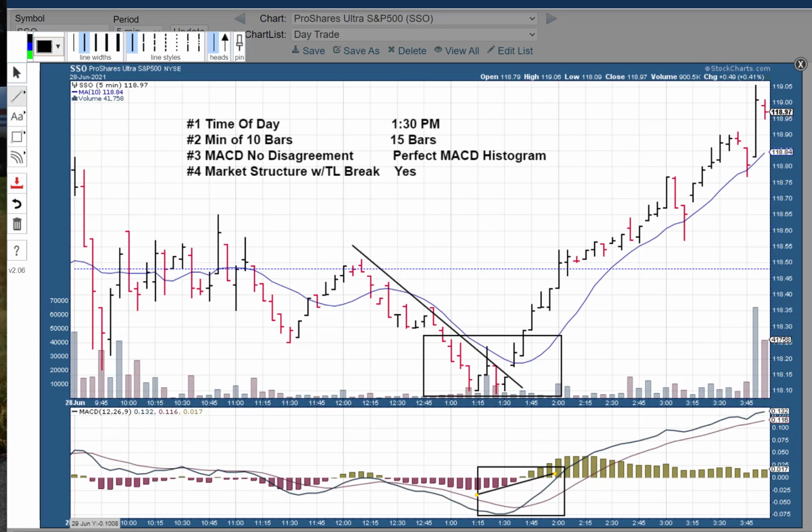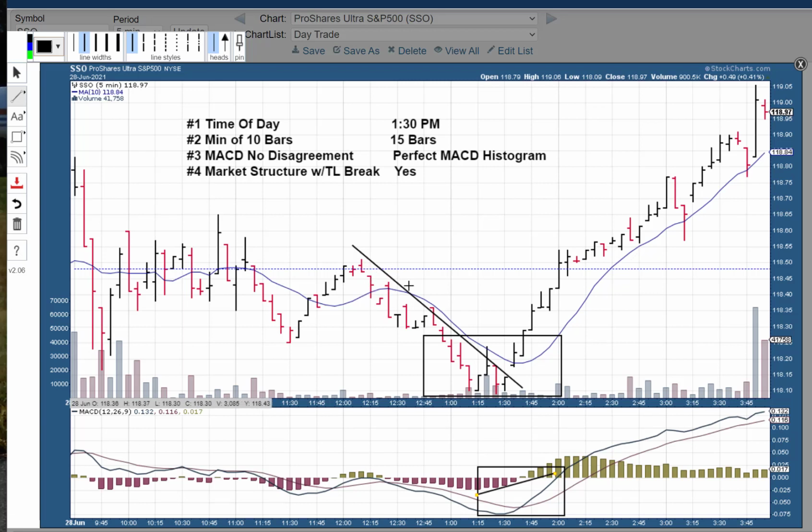Here it is. You're looking at the 5-minute chart, ticker SSO. And let's look at when we had all 4 criteria in place, which are the 4 items you see here. Time of day was 11:30. Very important to note the importance of that. There is a minimum of 10 bars in this pattern that's coming down. Before we look for a change, we want to see a substantial pattern. 10 bars, 5 minutes, that's close to an hour minimum.